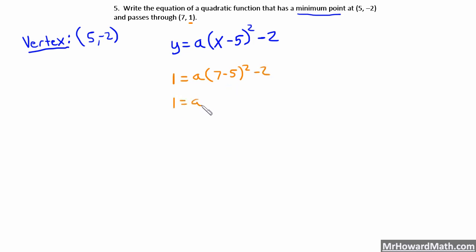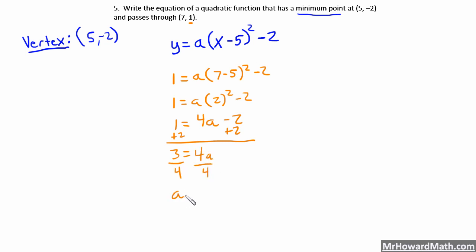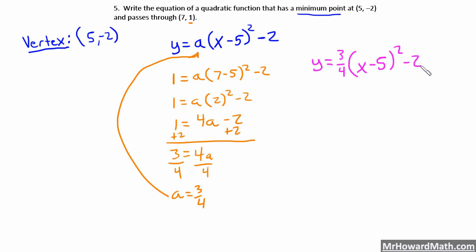So now we have 1 equals a times 7 minus 5 is 2 squared minus 2. So 1 equals 2 squared is 4. So it's 4a. A times 4 is, it's easier to write it 4a minus 2. So we add 2, we get 3 equals 4a, divide by 4, and we get a equals 3/4. So now we can sub that a back in right here and write the full equation, and we're done. So y equals our a value 3/4 times x minus 5 quantity squared minus 2.